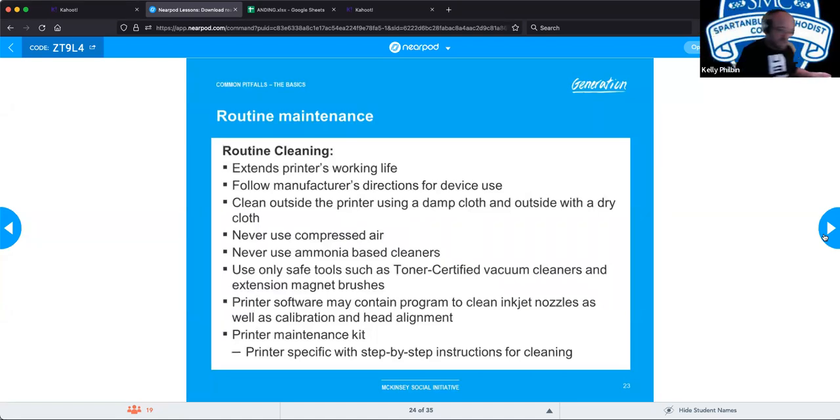You can manually engage it. Like if the printer's been sitting for a while since your last print, you may want to run a cleaning cycle. Also, that sponge may need to be re-moistened from time to time or replaced.